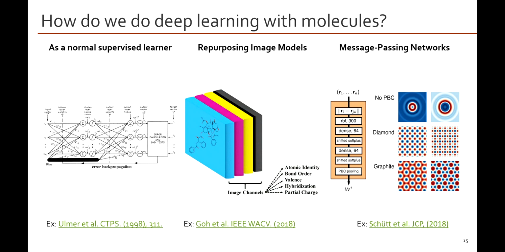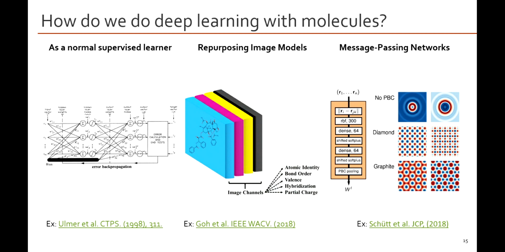The first of which is just using deep learning as normal supervised learning, and this is something we've been doing for over 20 years in the chemoinformatics community, where I just come up with feature vectors as I would normally and pass them through a multi-layered network to learn a very complex nonlinear function.